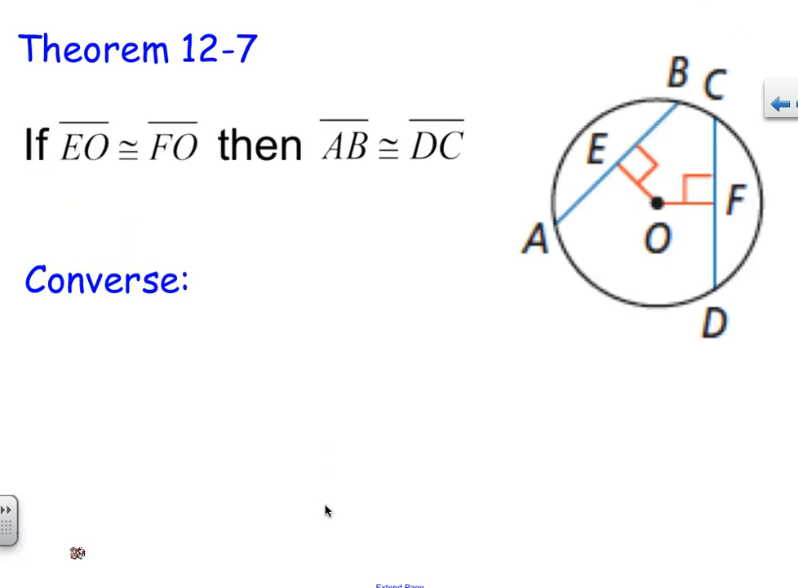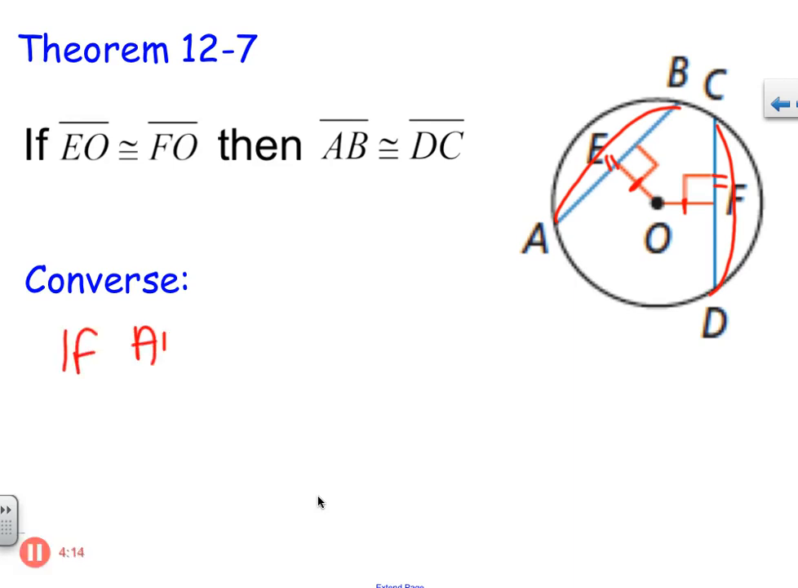Okay, so let's look at another theorem. If I know that EO is the same as FO, so if I have two chords in the circle and I have the center of the circle and I've got two radii that are hitting the chords at perpendicular angles, then I know that AB is going to be equal to CD. So I know that this piece is equal to that piece. The converse of that is also true.